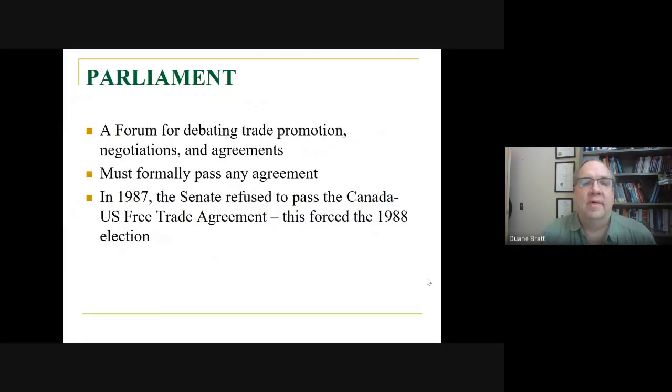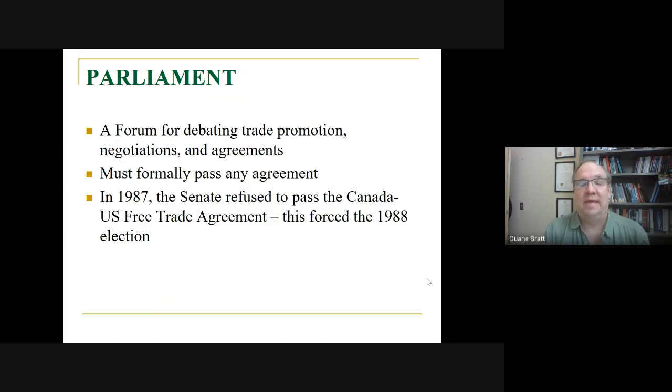Things started to change as things got more complicated, and a good way of viewing this is the role that Parliament plays. Parliament is a forum for debate around trade promotion, negotiations, agreements, and unlike the old order in council, has to pass any agreement because it involves changes to Canada's legal system.